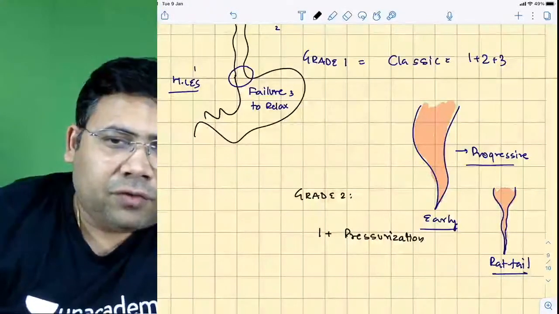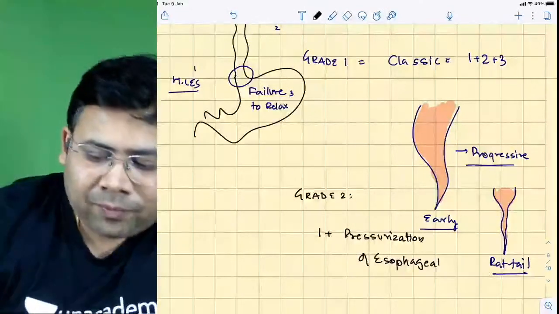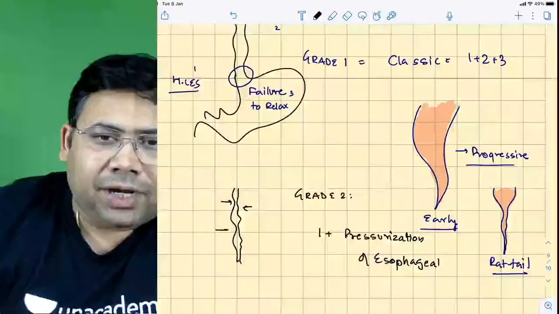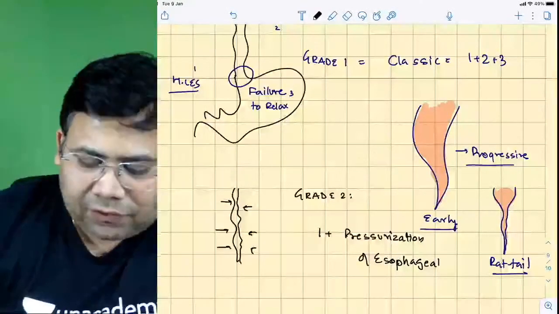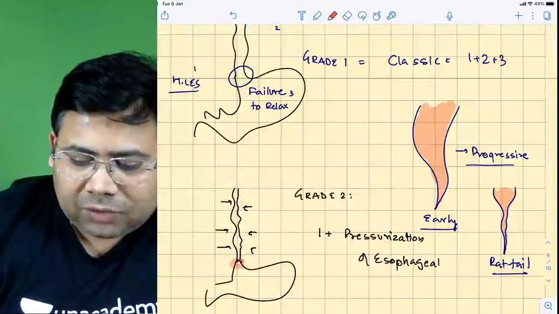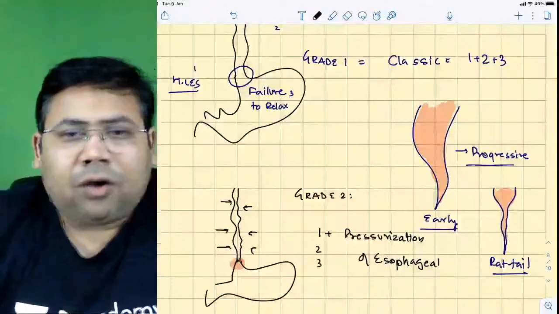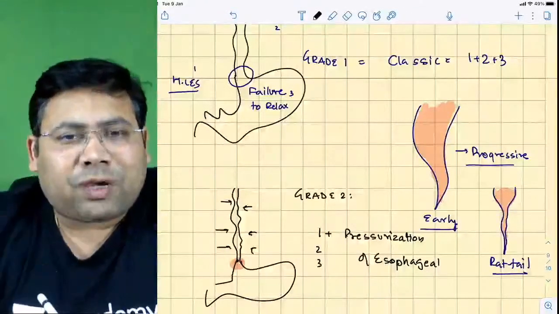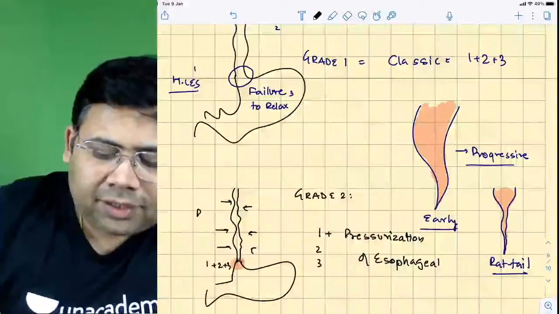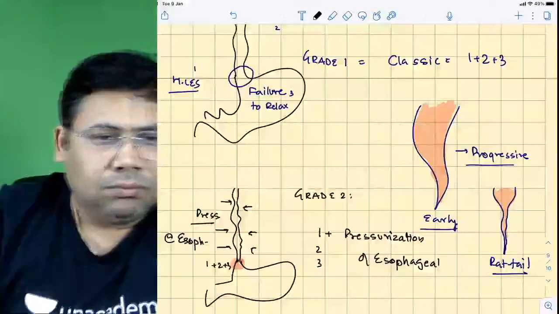Pressurization of the esophagus. So, we say pan-esophageal increase in pressure. Now look what happens. This is a condition when the entire esophagus has been pressurized because of this. Increased pan-esophageal pressure, and of course, there is nothing to relax. So, 1 plus 2 plus 3, and along with that, there is pressurization of the esophagus. That is known as grade 2.